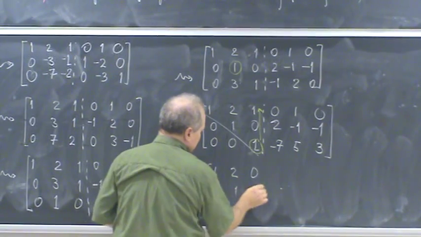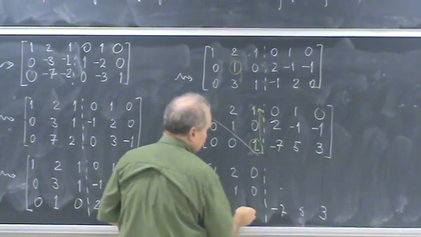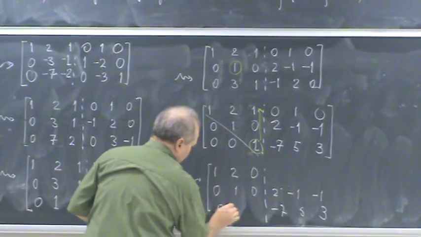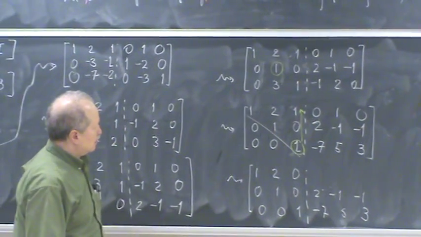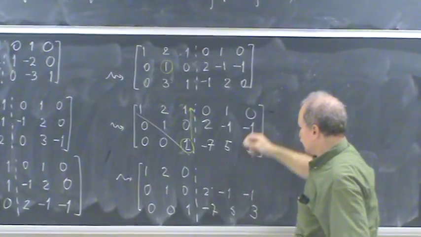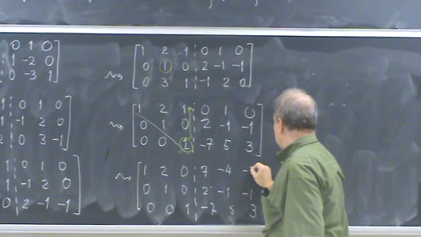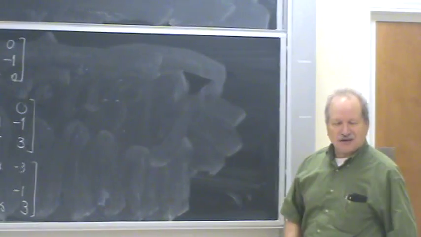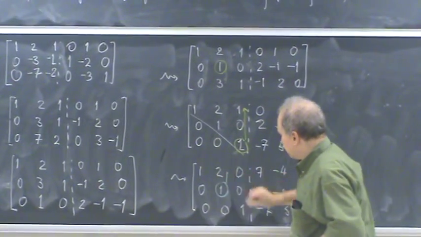There's nothing to kill in the second row because it's already a 0 there. 2, -1, -1. And now what do I have for the top row here? 7, -4. I'm adding negative this row to this row. 7, -4, -3. Okay, and now we're at the last step, where we use this pivot to clear out above.